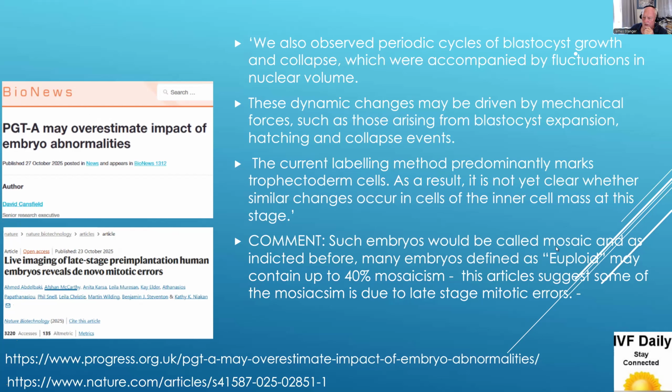Such embryos could be called mosaic, and as indicated before, many embryos defined as euploid may contain up to 40% mosaicism. So this article suggests that some mosaicism is due to late-stage mitotic errors. Some of these embryos, where they can see mitotic errors occurring in the trophectoderm, may well have been quite normal when they first started to cleave. So the inner cell mass may well be quite normal.